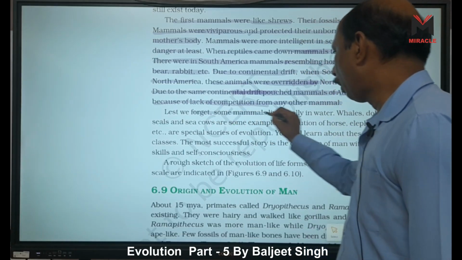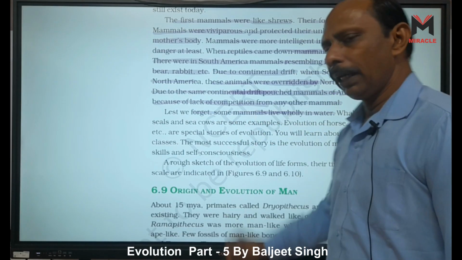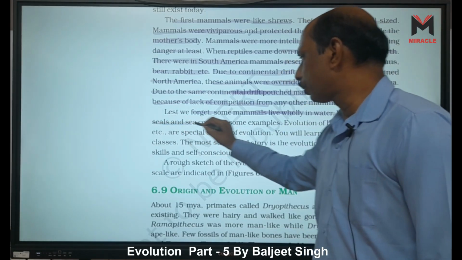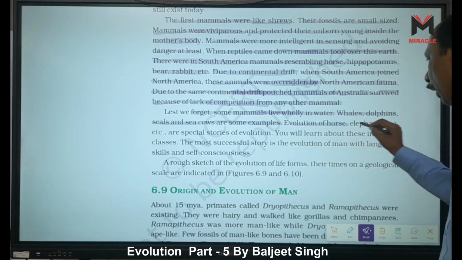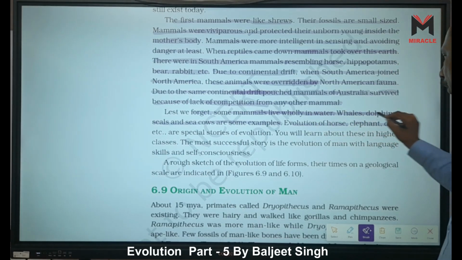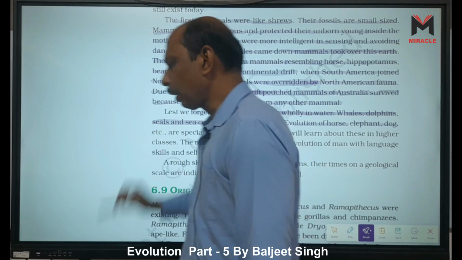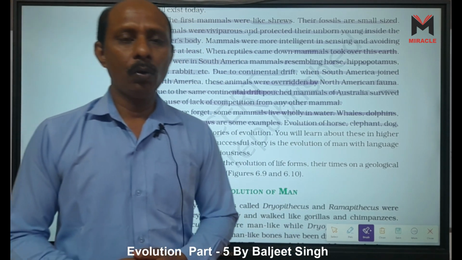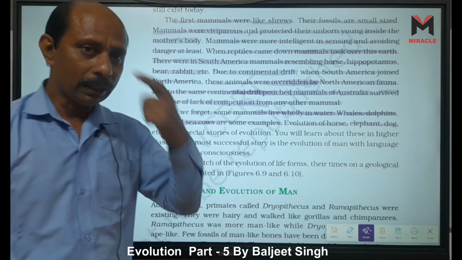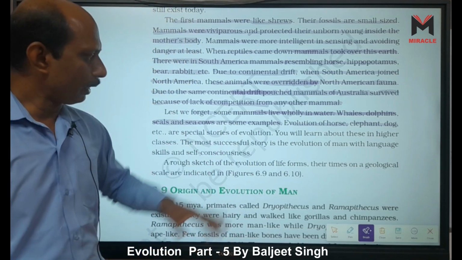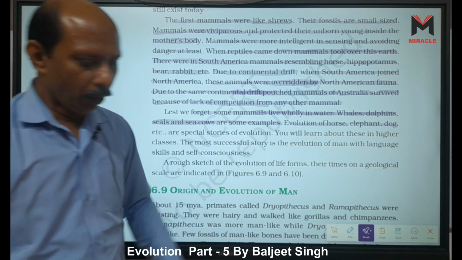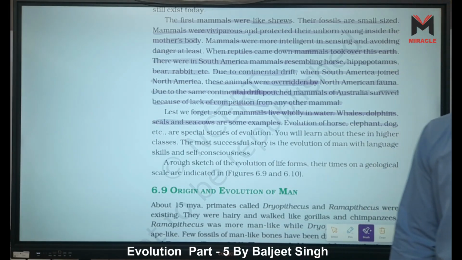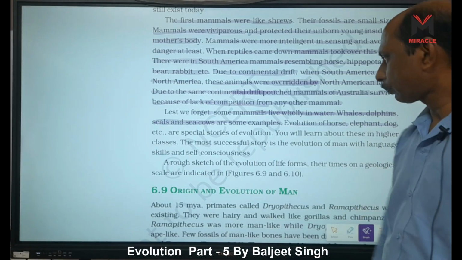Let us not forget some mammals live only in water, like blue whales and dolphins. Whale, dolphin, seal, and sea cow are some examples. Here you understand whales, dolphins, seals, and sea cows are aquatic mammals. They have no gills. Why no gills? Because aquatic life is a secondary evolution. They adapt themselves to the aquatic medium, but they have no gills because they are mammals, right?